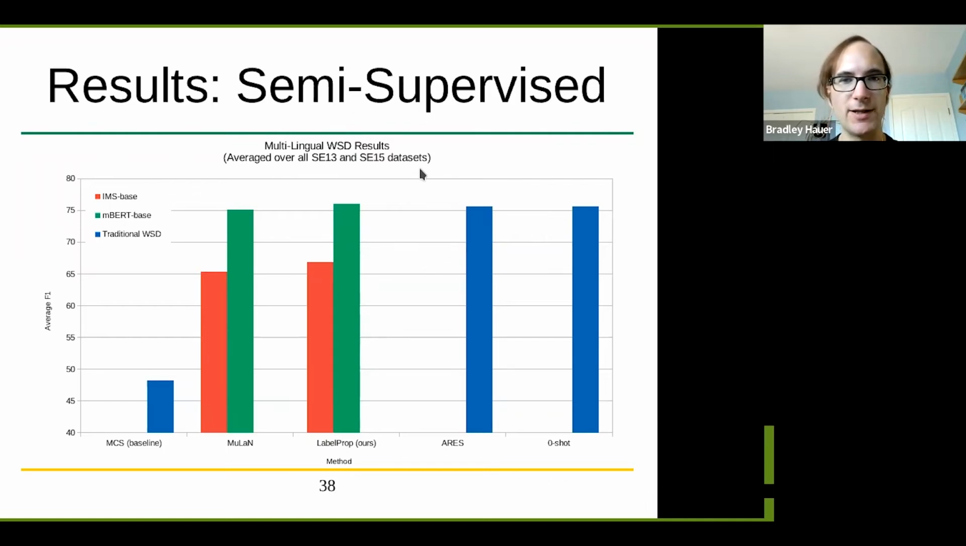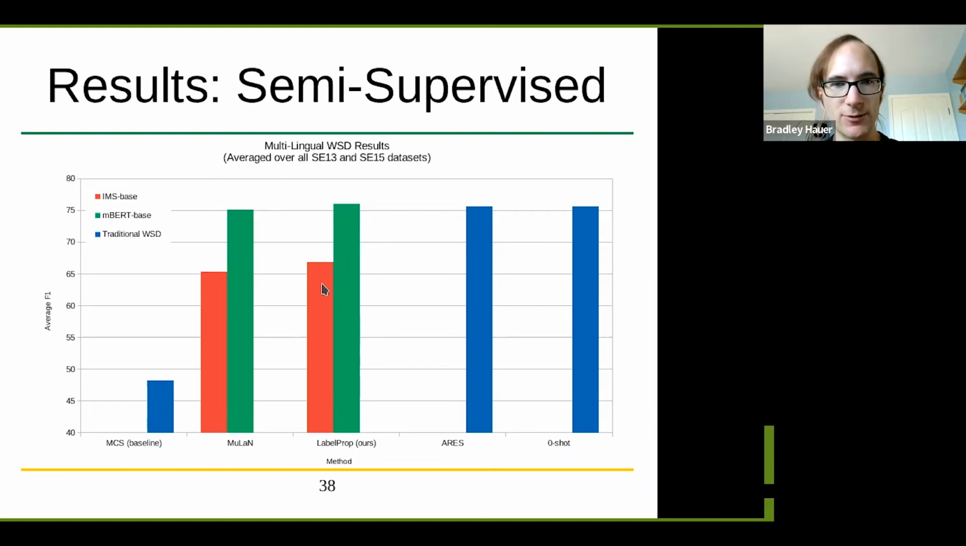First, let's look at the results in the semi-supervised setting. This is on the SemEval 2013 and SemEval 2015 multilingual WSD datasets. These are aggregating over experiments in French, Spanish, Italian, and German, I believe. And our primary competitor here is Mulan. Mulan is the previous state of the art for semi-supervised corpus tagging.